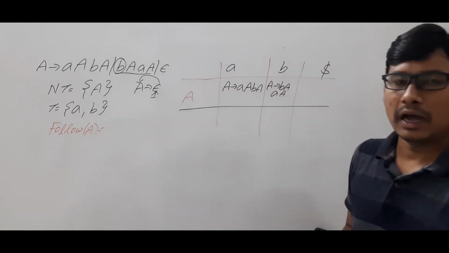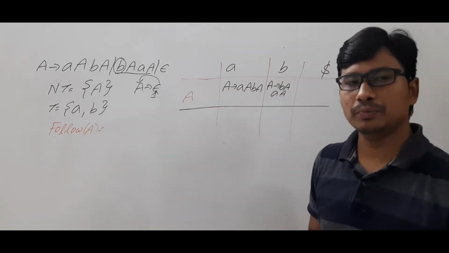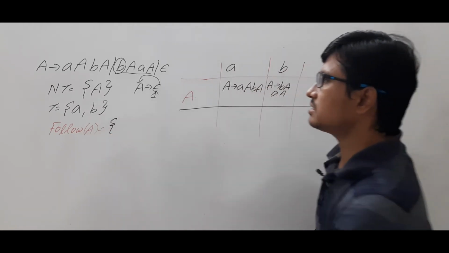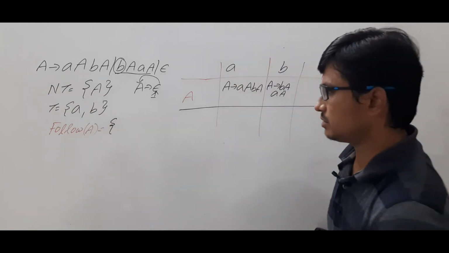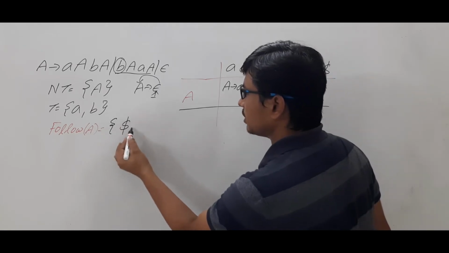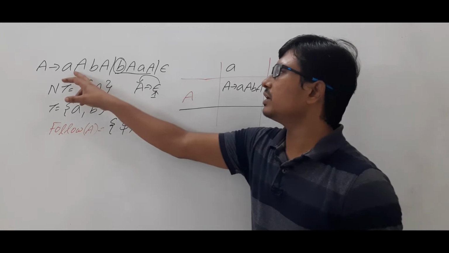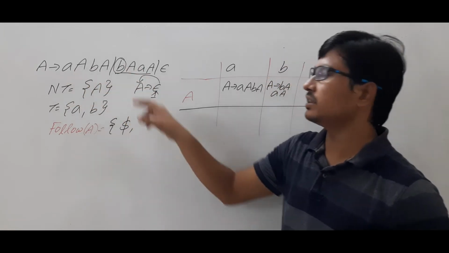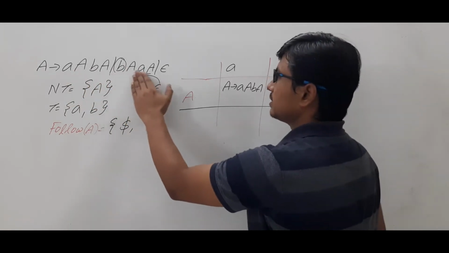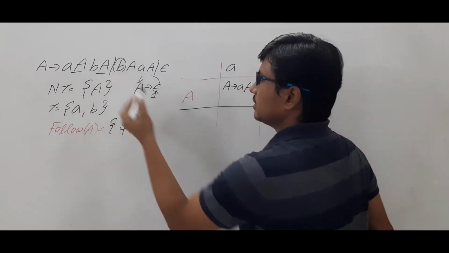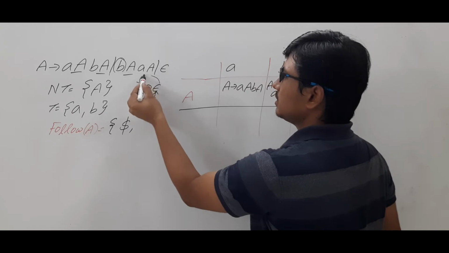Now I think everyone knows how to compute the follow. Okay, so follow of A, where A is the start symbol for this grammar. So the start symbol will have the dollar. Similarly, you need to look at where this non-terminal A is there in the right hand side. Okay, let me erase this one. Okay, here A is there, here A is there, here A is there, here A is there.